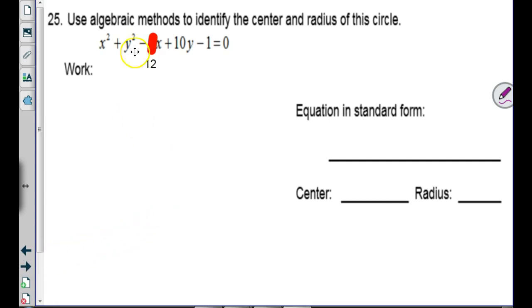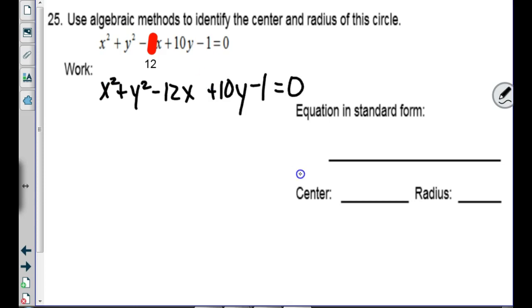All right. It says use algebraic methods to find the center and radius of this circle. The one that's on your sheet, your review, requires a decimal. Can we just do one without a decimal, because the one on the SLO doesn't have a decimal? Is that all right with everybody? So we're going to start with x squared plus y squared minus 12x plus 10y minus 1 equals 0. I don't know that's going to come out nice, but at least it's not going to have a decimal in the completing the square part.